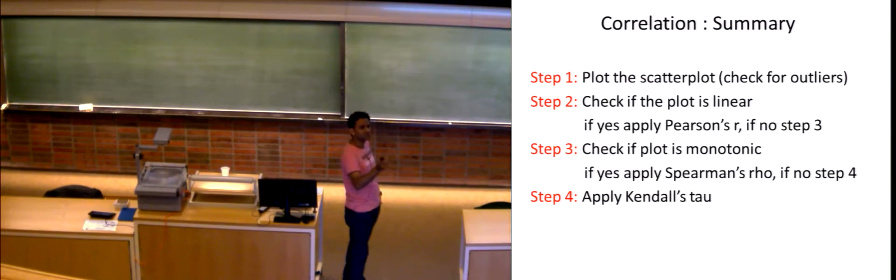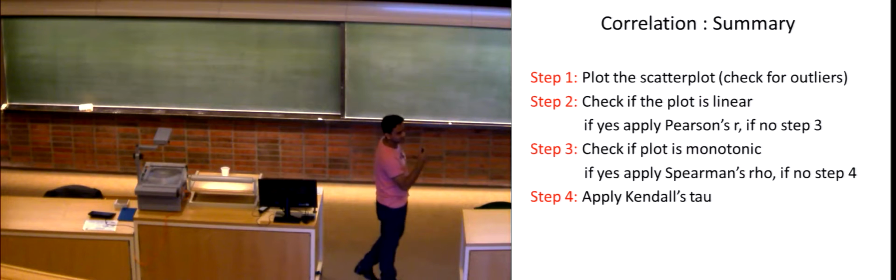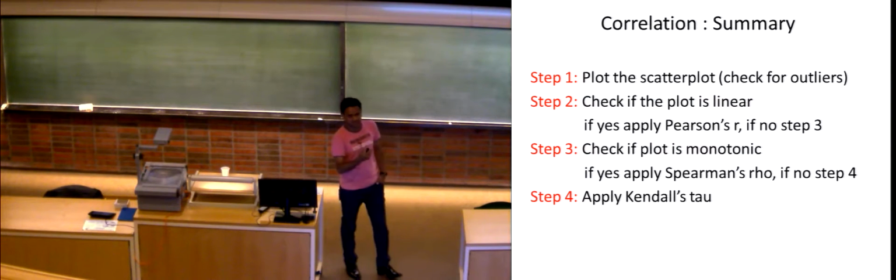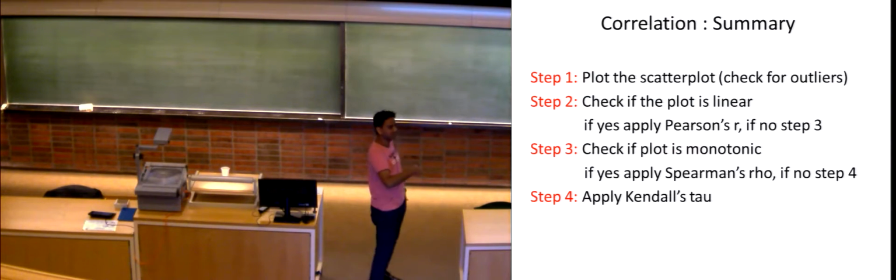The Spearman's will also give you the p-value and the rho, right? And if none of these satisfies, then apply the Kendall. That's always a last resort, okay? Because of course it's non-parametric, so the power will reduce, right?